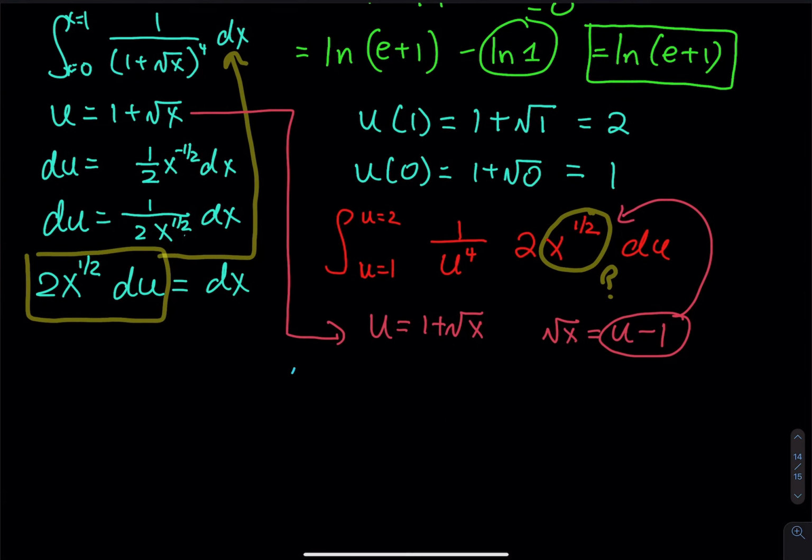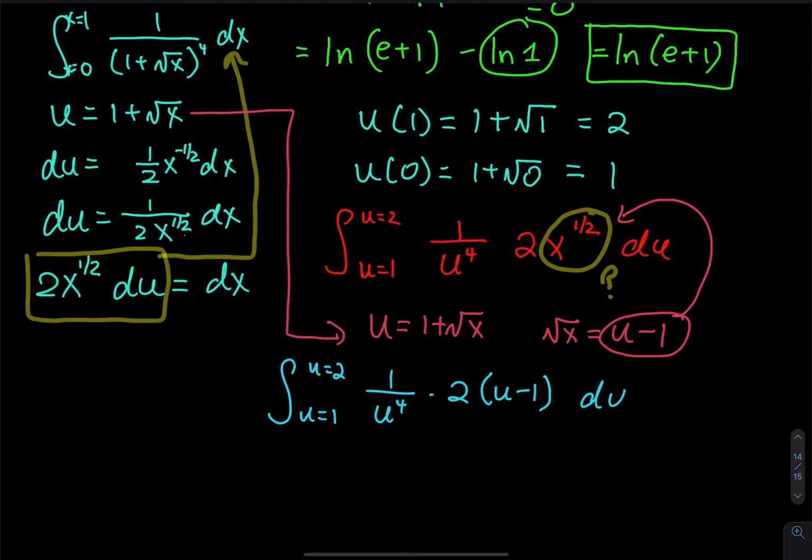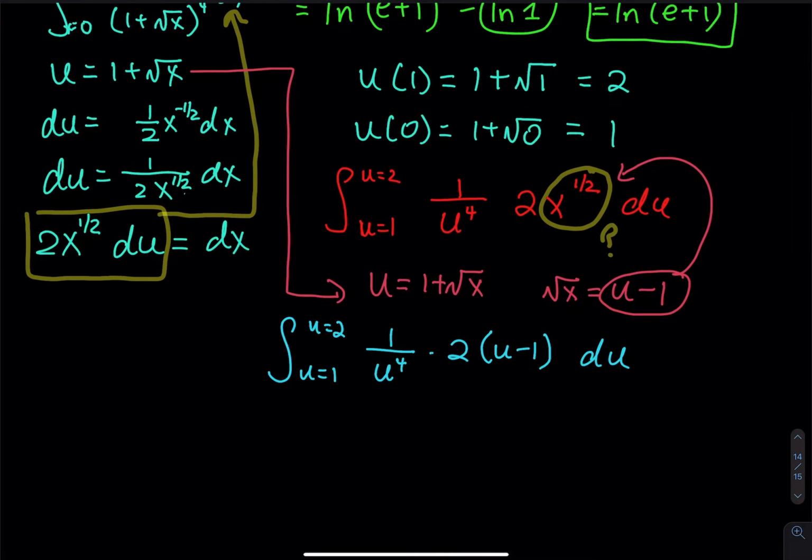So we have the integral from u equals 1 to u equals 2 of 1 divided by u to the 4th times 2, and then we have a u minus 1 right here, and that is du. Alright, we got a lot of work to do. And then we have 1 to 2. So we have 2, let's bring the 2 out. And then we have u minus 1 divided by u to the 4th du.